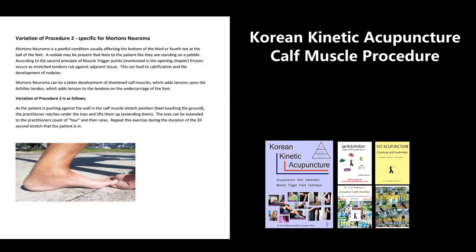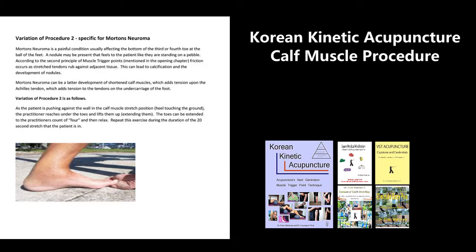Morton's neuroma is a painful condition usually affecting the bottom of the third or fourth toe at the ball of the foot. A nodule may be present that feels to the patient like they are standing on a pebble. According to the second principle of muscle trigger points mentioned in the opening chapter of this book, friction occurs as stretched tendons rub against adjacent tissue. This can lead to calcification and the development of nodules. Morton's neuroma can be a later development of shortened calf muscle, which adds tension upon the Achilles tendon, which adds tension to the tendons on the undercarriage of the foot.